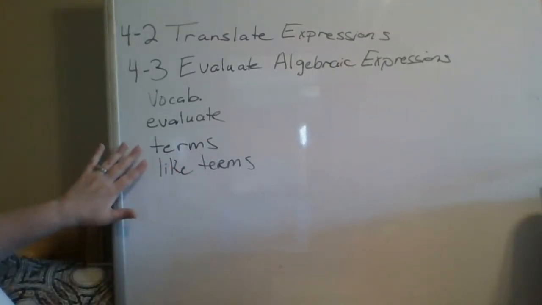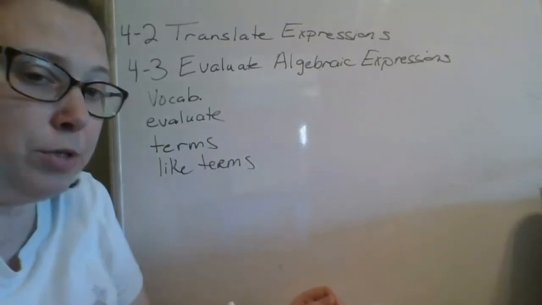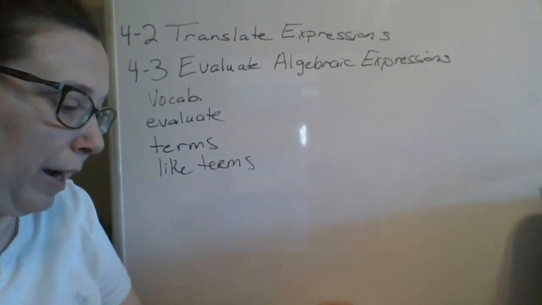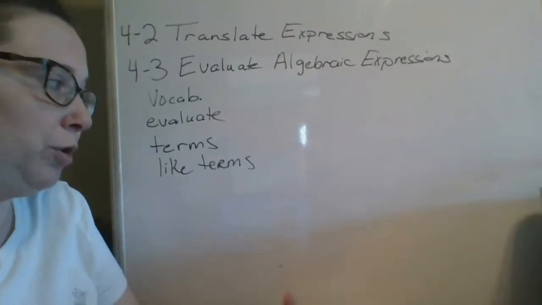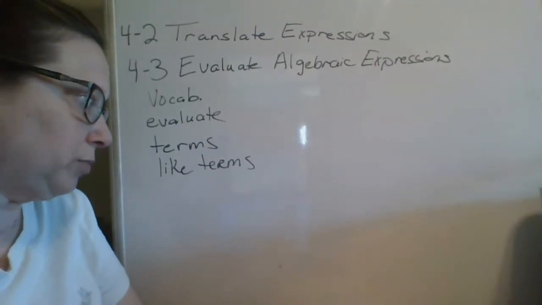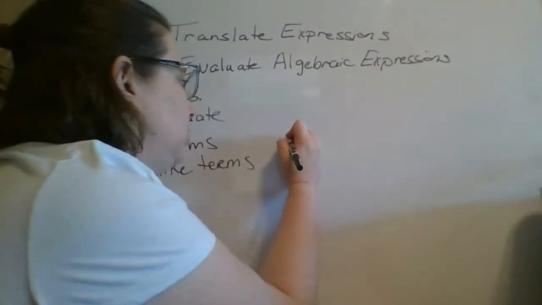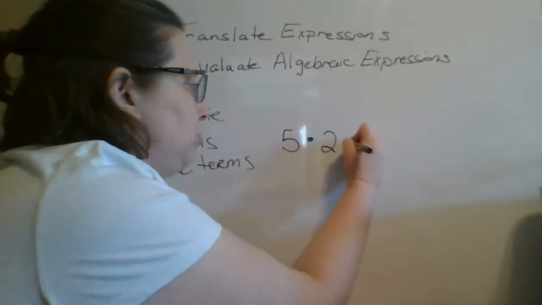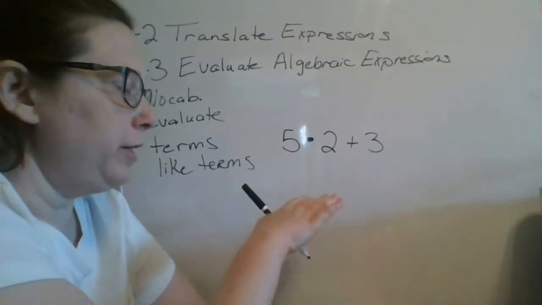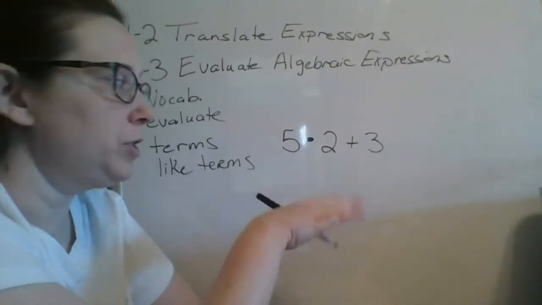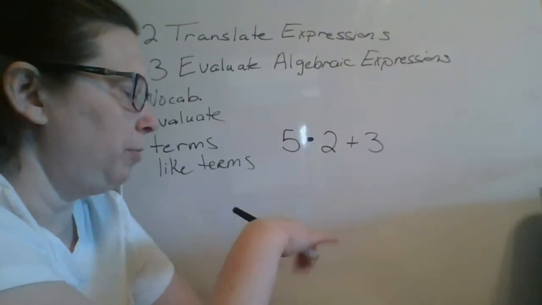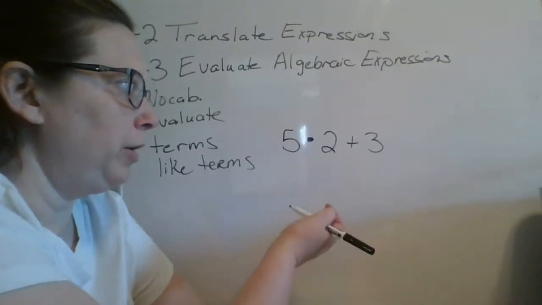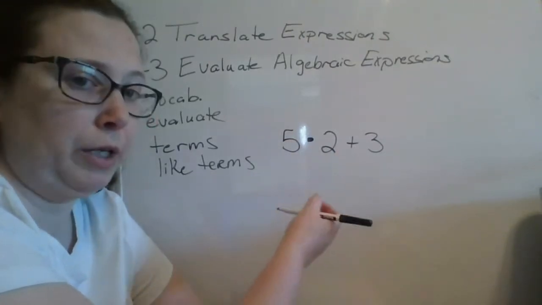Next two vocab words go together. We have terms and we have like terms. So terms are separated by operations. So if you have an expression such as 5 times 2 plus 3, that's a numeric expression. It has numbers, it has operations. This particular numeric expression has 3 terms.